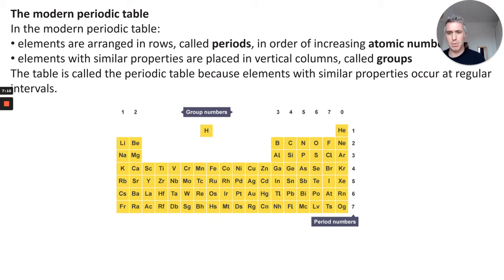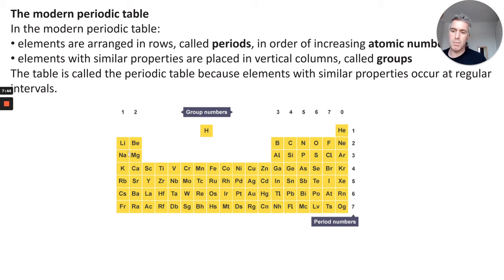In the modern periodic table, here's a little note, my head's in the way, but basically, we have rows. Rows are called periods in the periodic table. Here we have numbers on the side, period number 1, 2, 3, 4, 5. So the top row is period 1. The second row is period 2. The third row is period 3. And we go across in increasing atomic number. Number 1, number 2, number 3, number 4, 5, 6, 7, and going on.